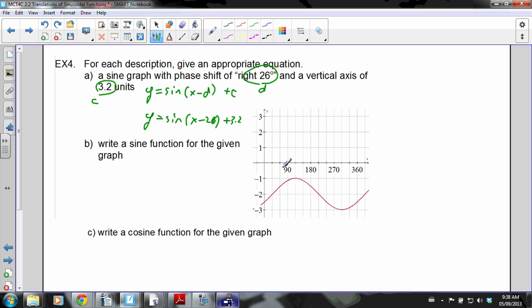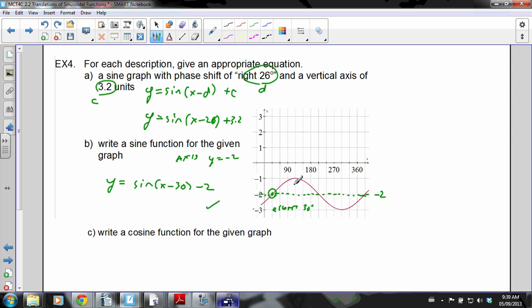when it's these strange numbers. Write a sine function for the given graph. Well, here, I think what we've got to do is find the axis, because if it's a sine function, where's the start? We're looking for the starting spot, right? Well, there's the axis halfway between the bumps. It looks like the axis is -2. There's the axis -2. And so that's the C value. And then where's the starting spot? Starting spot's right there. So that's been moved right 30. And -2. Done.